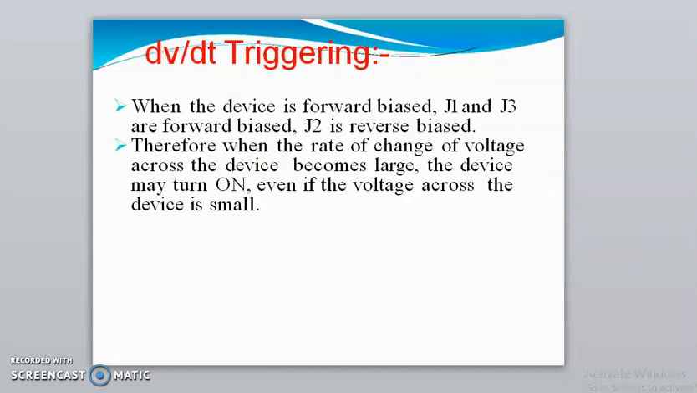Then the next is the dV by dt triggering. Again in this, when the SCR is forward biased, the junctions J1 and J3 being forward biased and J2 being reversed biased, when the rate of change of voltage across the SCR becomes large, then the SCR will turn on even if the voltage across the SCR is small.